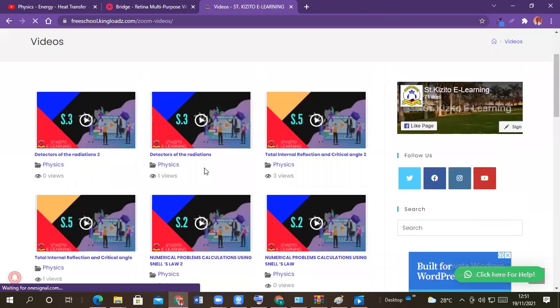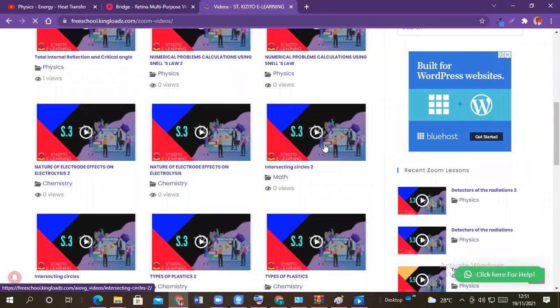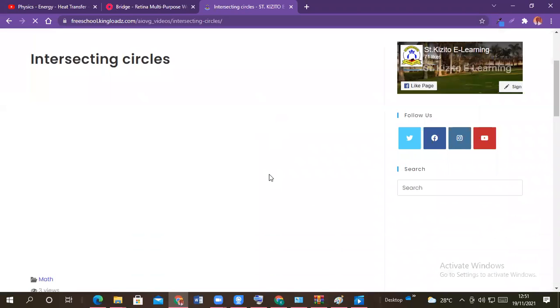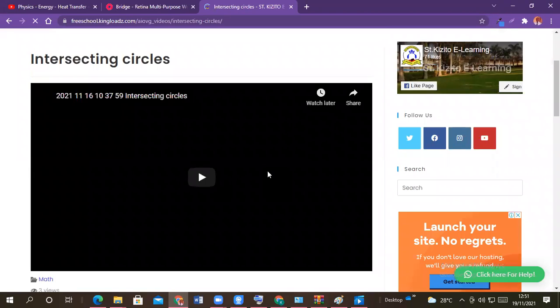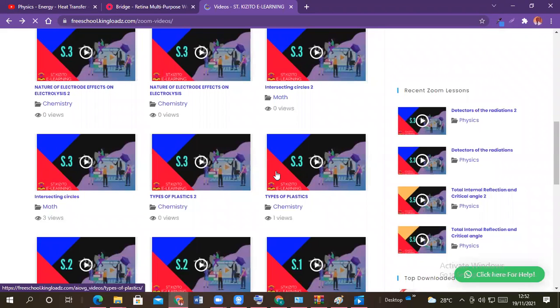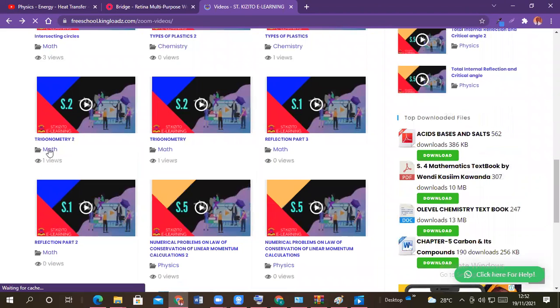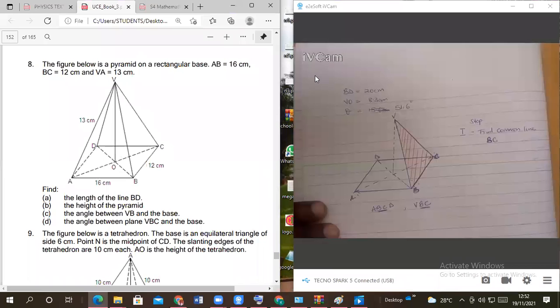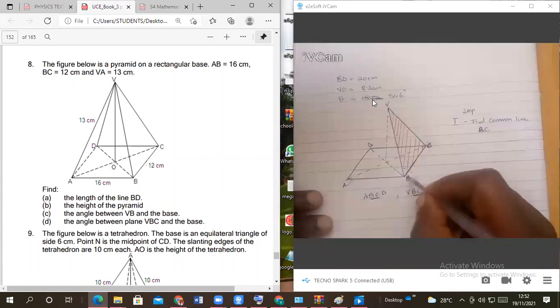This is physics, intersecting circles. This one here, because this is what we did first. There's the other one that we did about revision. Don't look for it, it is there. It's for math, so you choose math and you see all the videos about mathematics by me. You go through it. So get serious. BC is the common line.